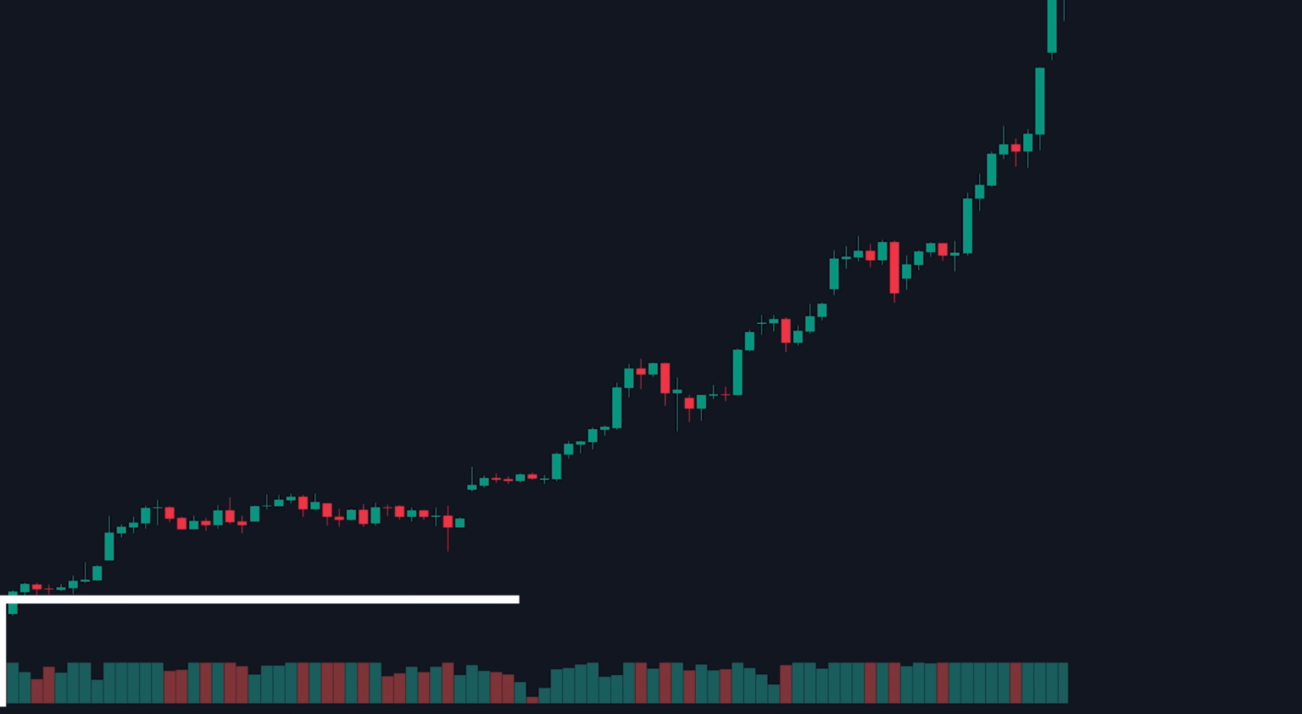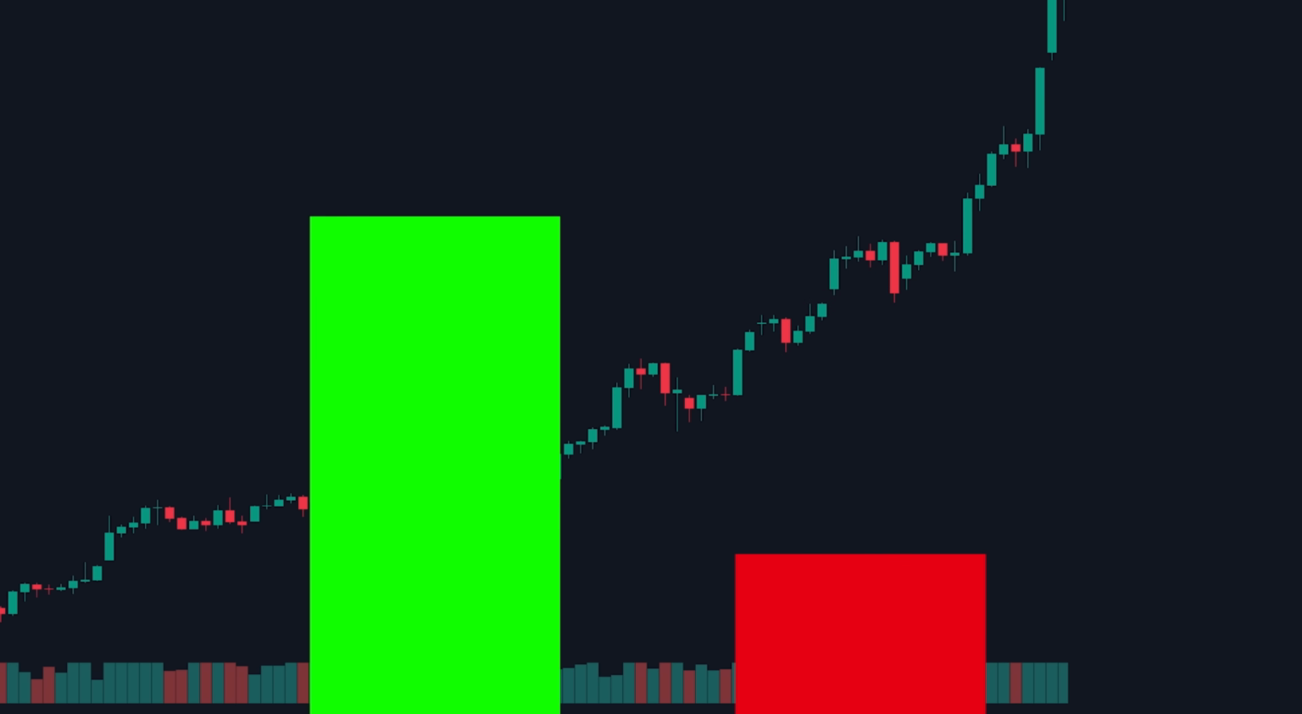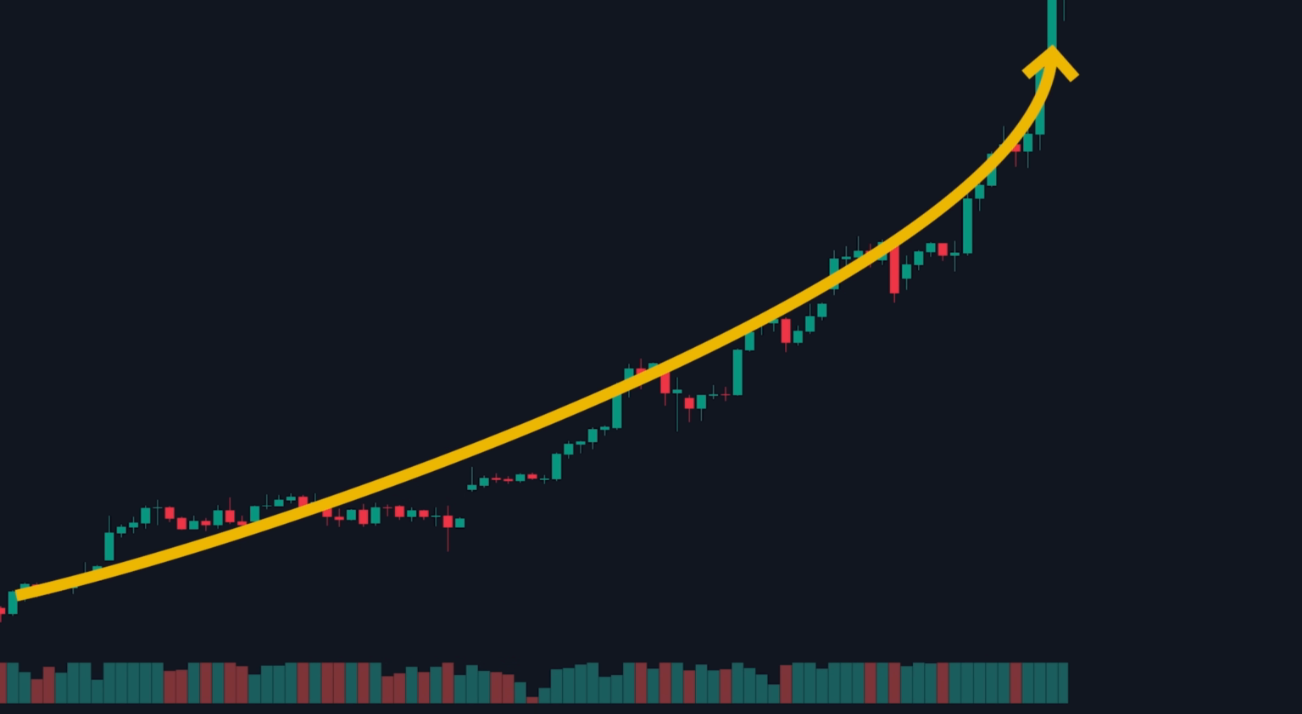Scenario 3. No supply. Price keeps moving on low volume, not because buyers are strong, but because sellers are completely absent. Nobody's blocking the road. Price floats upward with almost no resistance.